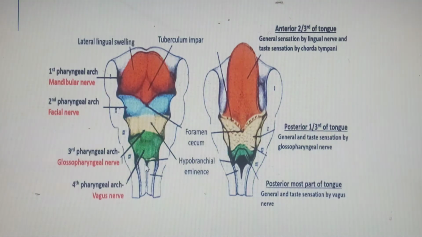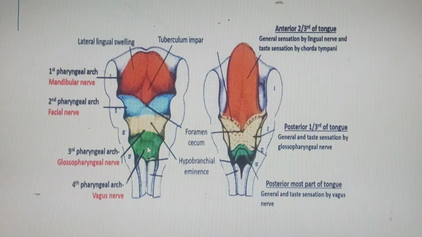Now, cranial nerve 10 will supply that of the epiglottis together with the posterior most component of the tongue, by way of the vallecula. Okay, why? Because that one, the caudal portion, will be developing in the fourth pharyngeal arch. And the nerve to the fourth pharyngeal arch is the vagus nerve, but specifically we are looking at the superior laryngeal branch of the vagus nerve.